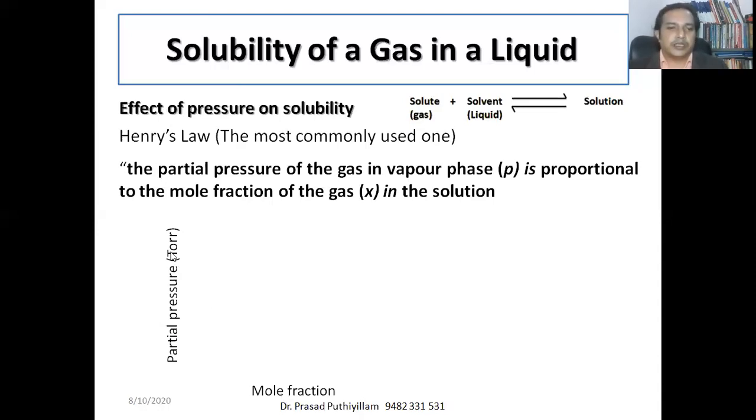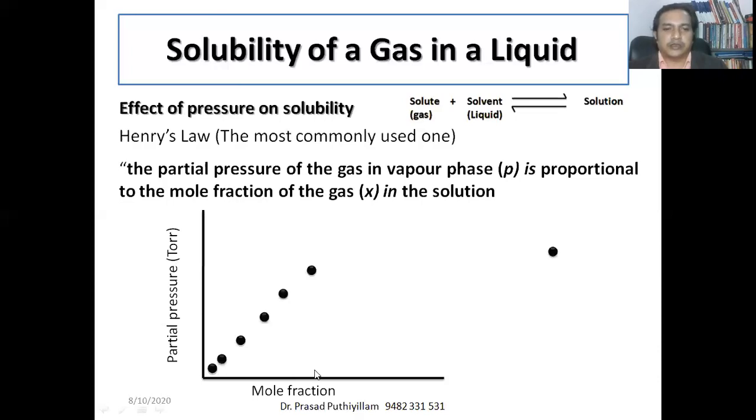Partial pressure is represented in terms of torr. Mole fraction has no unit as such, since it is number of moles per total number of moles. The example I took here is HCl in hexane. As the mole fraction increases, that is, as the number of moles of HCl dissolving in a given liquid increases, the partial pressure generated at the surface also increases.